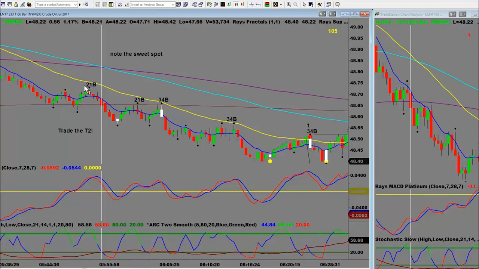Because by the time you get stopped out of your counter trend trade, the with-trend trade is already well underway. So if you want to be seriously wealthy from trading, stick with the trend trades until you're consistently profitable. Anyway, going on a bit of a rant there, but I just wanted to mention that. So note the sweet spot.